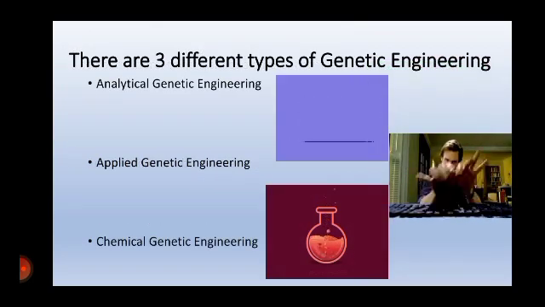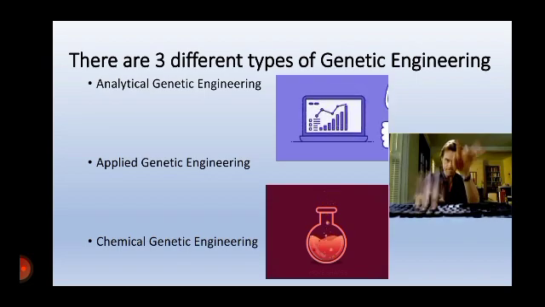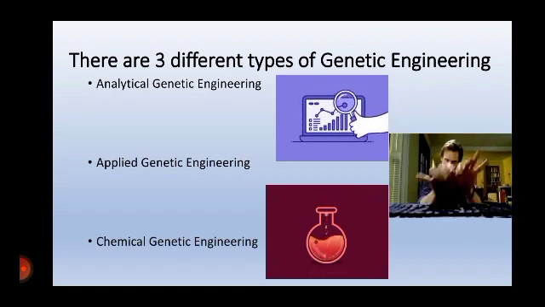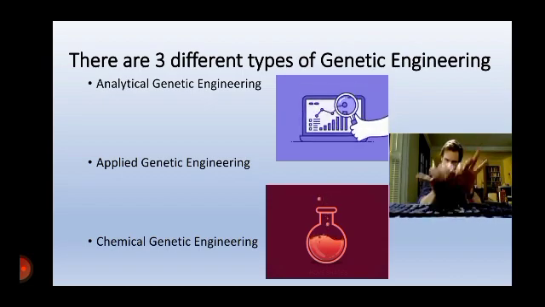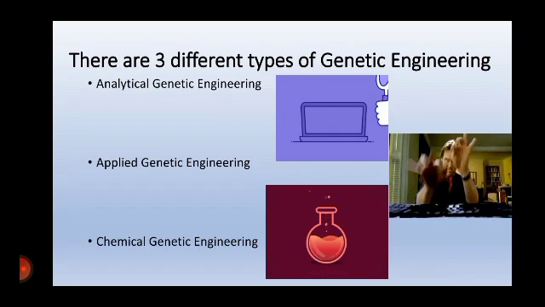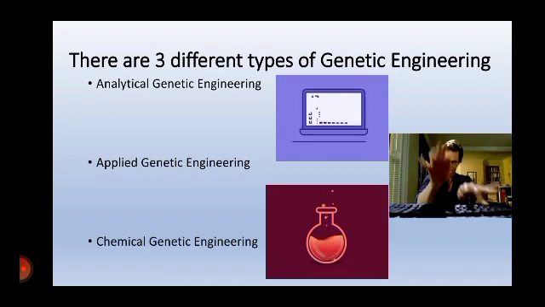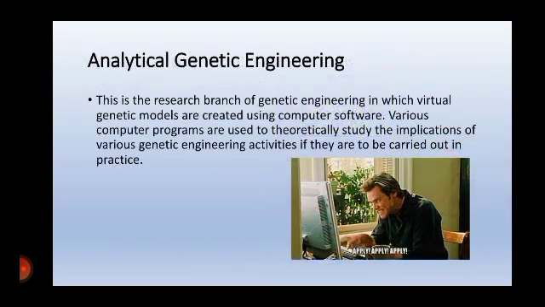So there are three different kinds of genetic engineering. First is analytical genetic engineering. The second one is applied genetic engineering. And the third one is chemical genetic engineering. So we talk about analytical genetic engineering first.